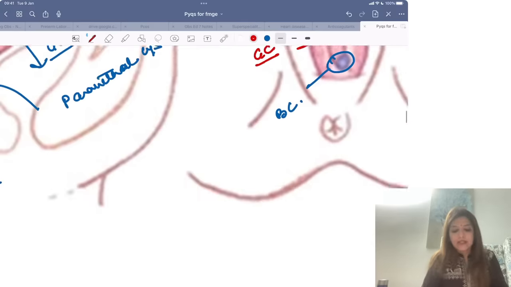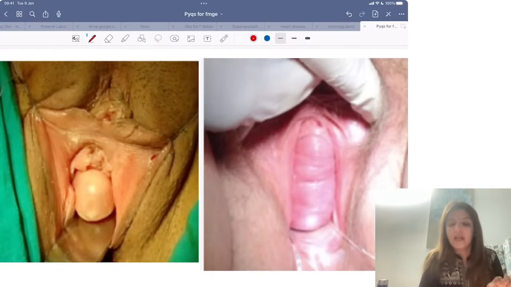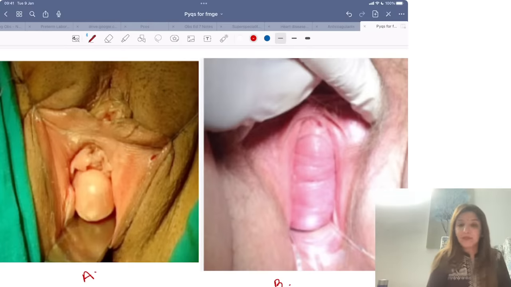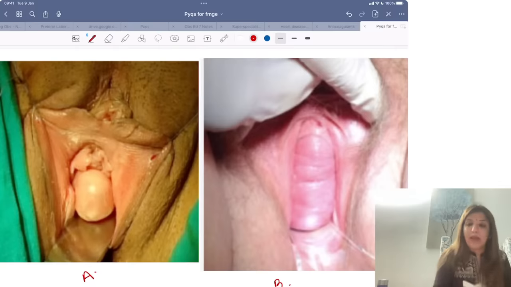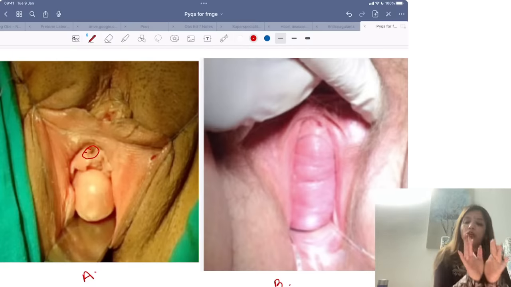Right? कभी sometimes they give you a spot image, and they ask you what is it, and you get confused between Gartner's cyst and cystocele. So this over here is image A and this is image B. In image A, पहले ये बताओ कहाँ पे मिल रही है cyst. क्या ये cyst urethra के पास है? नहीं. This is not near the urethra. So it cannot be a para-urethral cyst.